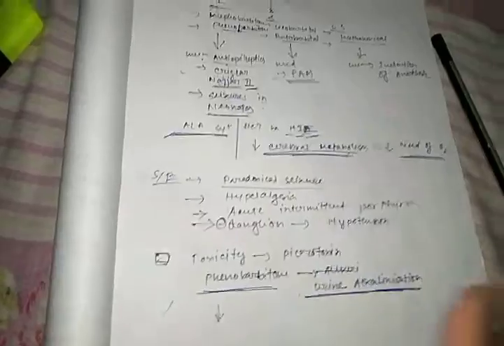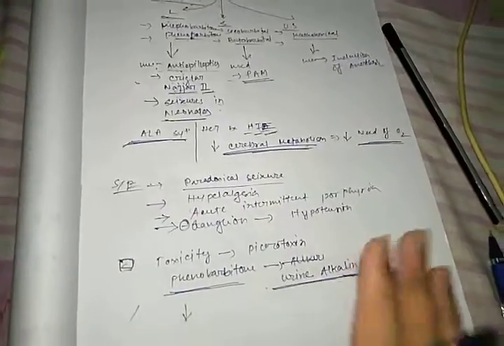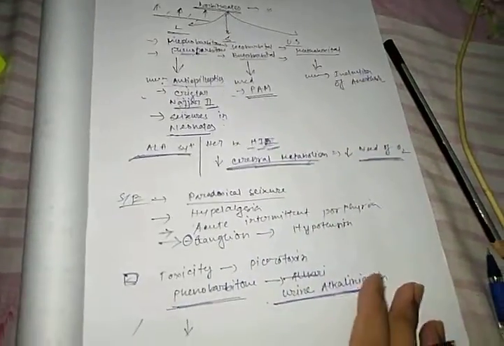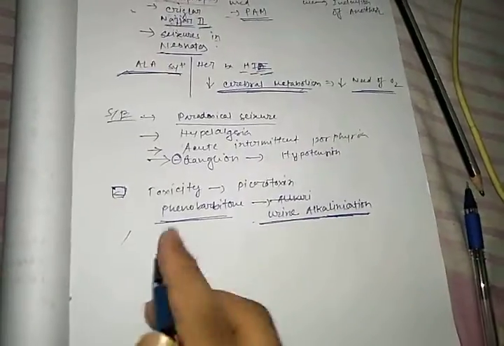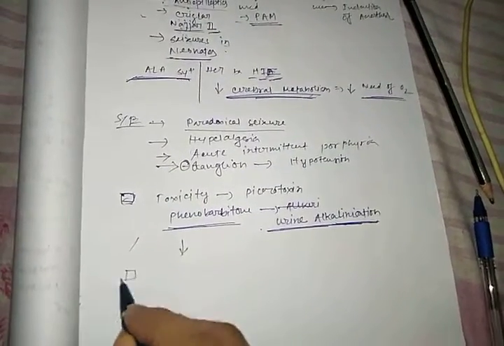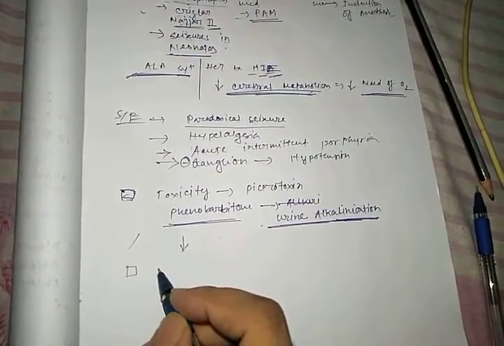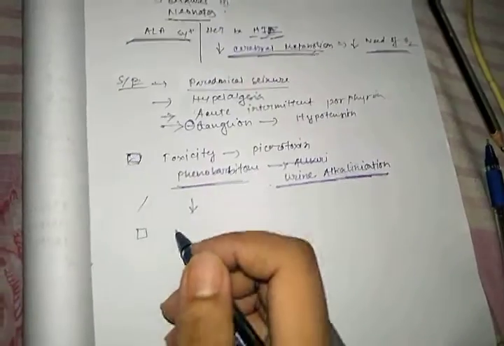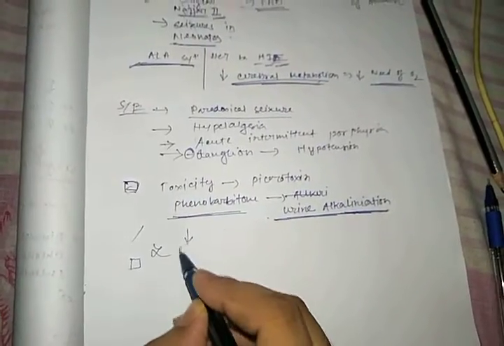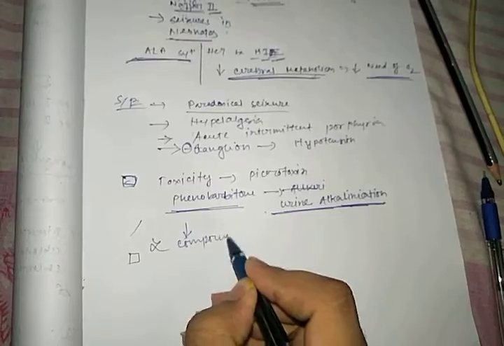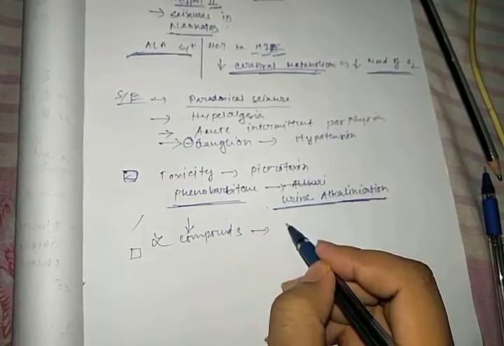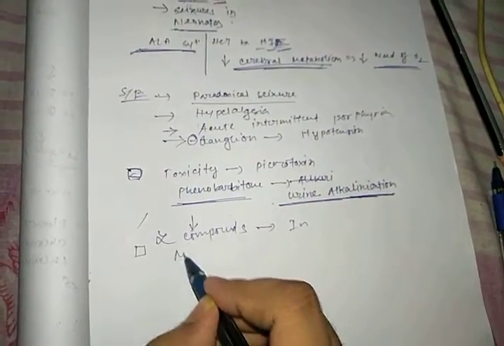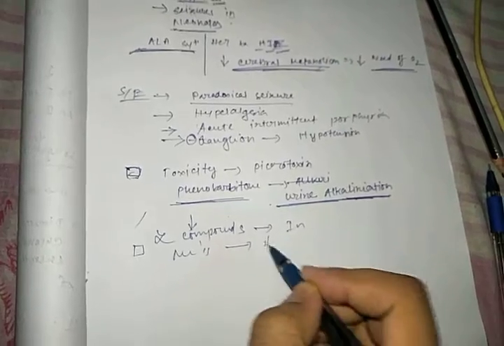So this is up to the barbiturates. We'll come to the next part in the next video, that is Z compounds, right? Z compounds, which are used in case of insomnia, and some miscellaneous drugs that are used as hypnotics and for sedation, right?